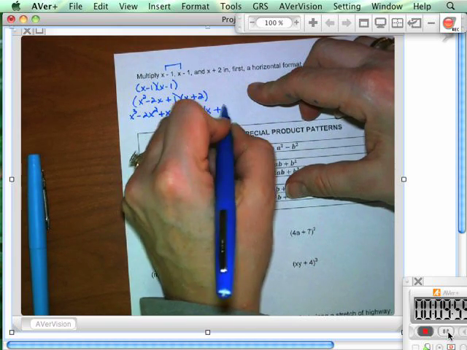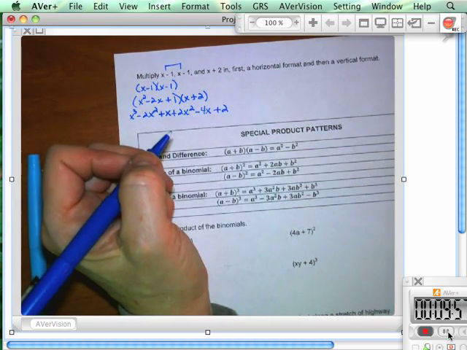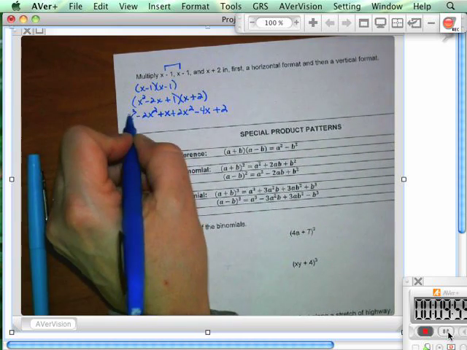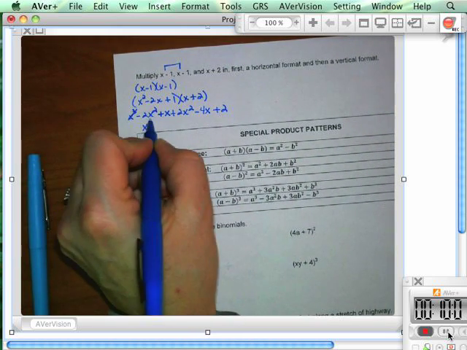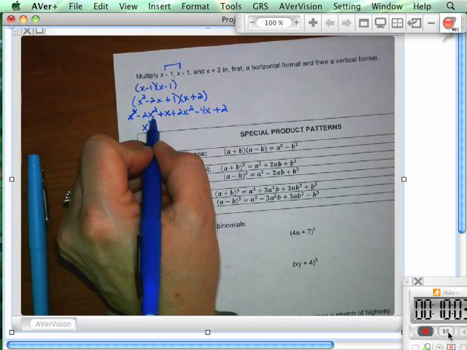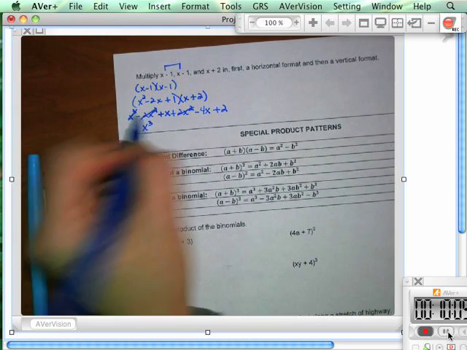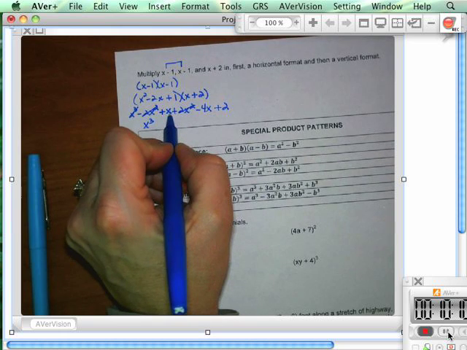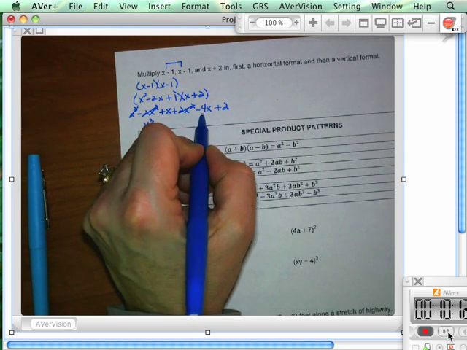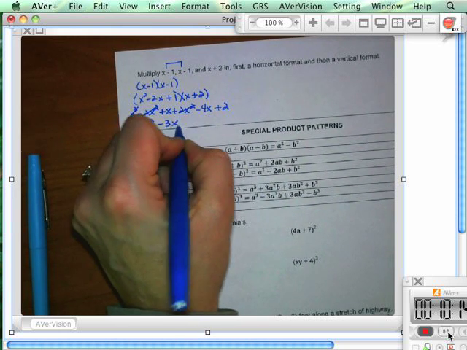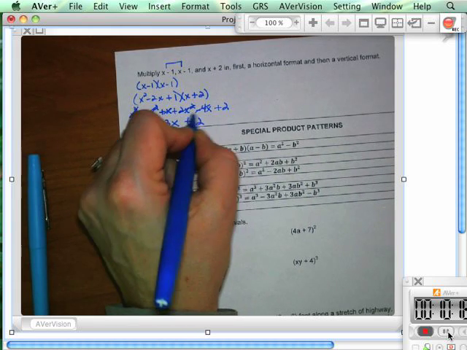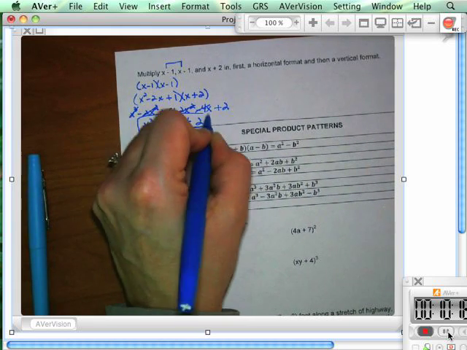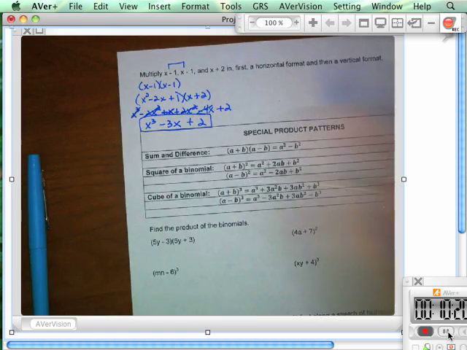And then just combine like terms. So x cubed is by itself. I have negative 2x squared and positive 2x squared. They cancel each other out. And then I have 1x, take away 4x, I got minus 3x plus 2. And that is all three of those binomials multiplied together.